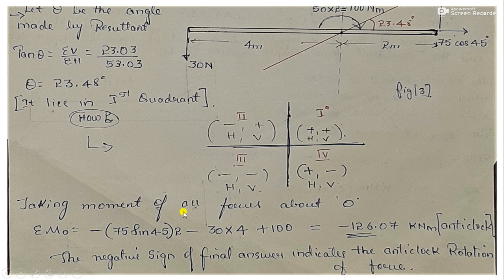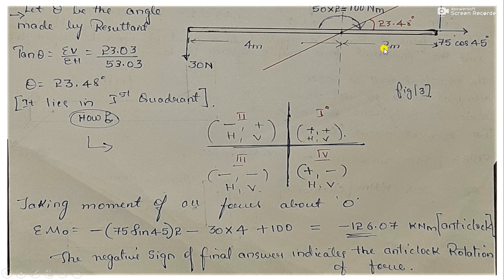Now the next step will be taking moment of all the forces about point O. Now, how are you going to calculate the moment? Taking moment about O, that is sigma M_O is equal to... what will be the moment because of 75 cos 45 at point O? There won't be any moment because of this 75 cos 45, because see the line of action, this force is passing through point O. There won't be any perpendicular distance, hence the moment because of this force will be 0.